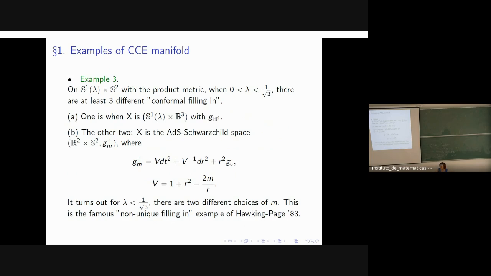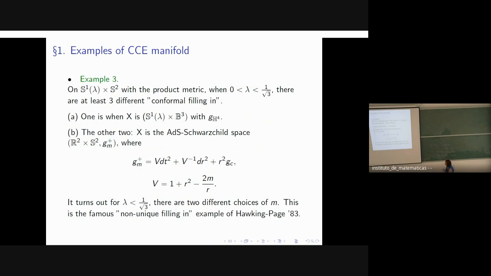Let me describe that. It turns out that one type of filling in is you have the circle S^1 cross S^2, you fill in S^2 with hyperbolic space. S^2 becomes B^3, and S^1_lambda stays. So the topology of the extension is S^1_lambda cross B^3, and there you equip it with a hyperbolic metric. And this extension exists for all lambda. Okay, so one can write this down.